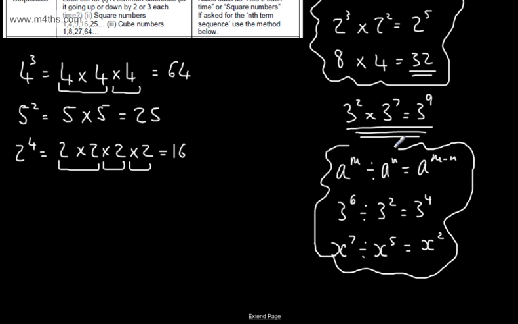Just remember, if you're multiplying and the bases are the same, this is the base here, in this case 2 is the base, then you add the powers. If you're dividing and the base is the same, in this case x, you subtract the powers.